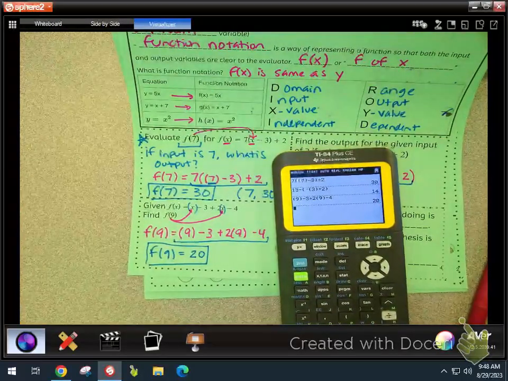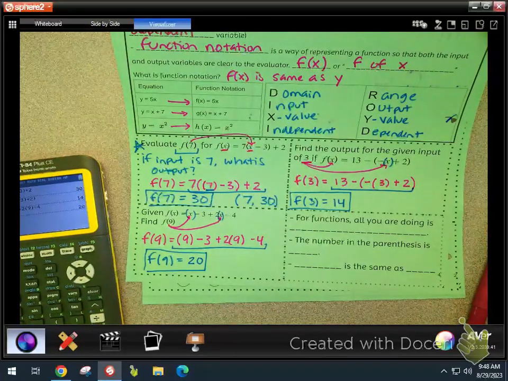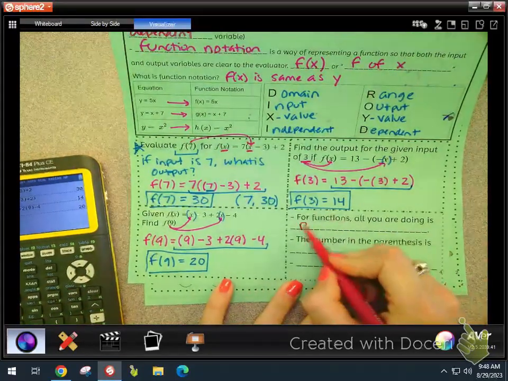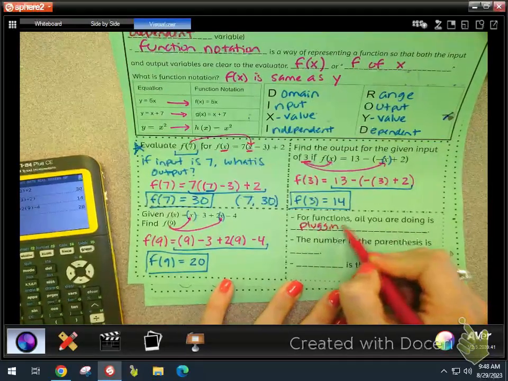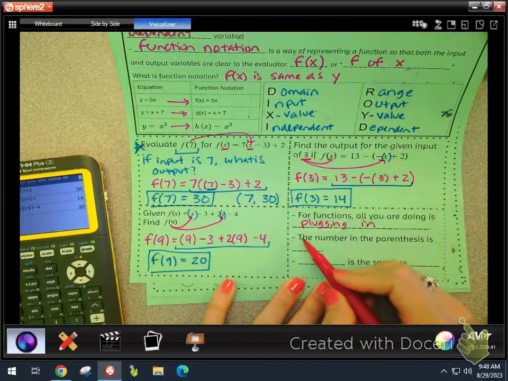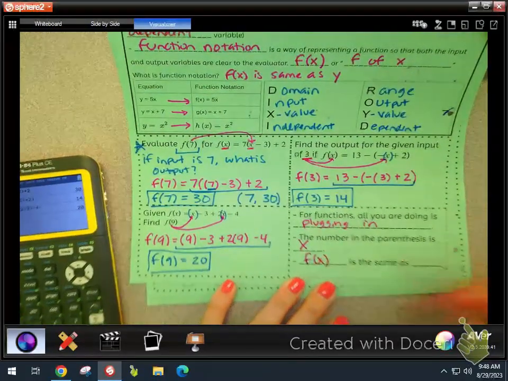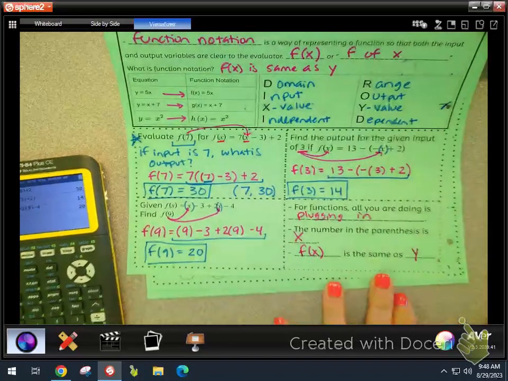Okay? So the big idea is for the functions, all you are doing is plugging in. The number in the parentheses is your x, and f of x is the same thing as y.